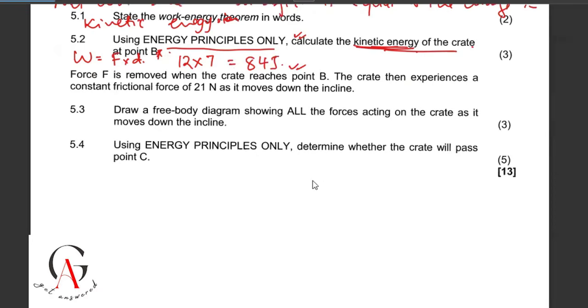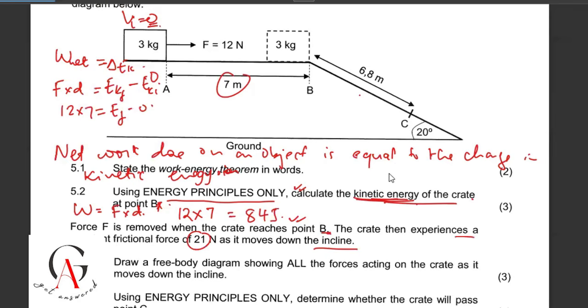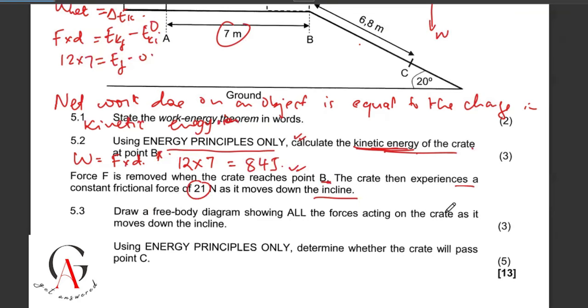And then if force F is removed when the crate reaches B, the crate then experiences a constant frictional force of 21 newtons as it moves down the incline. They want us to draw a free body diagram along the incline. So for the 3 marks, we're going to have the FK, the weight, and then the normal force. Let me remove this component here. Okay, so that is what we can draw for the 3 marks.